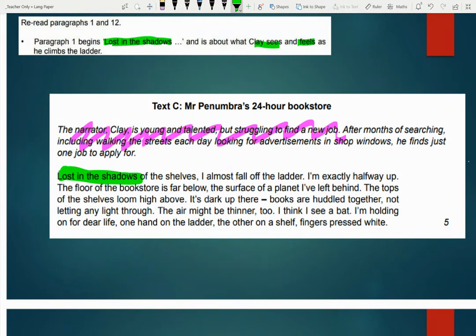The floor of the bookstore is far below. So far below could be a potential phrase. I'm not really 100% sure what I'd say about that. But this sense of distance maybe is exaggerated, far below. But I'll move on. The surface of the planet I've left behind, right, that's clearly an image. So I feel like I'm going to talk about that as if the ground is so far away that he feels like he's left Earth and he's somehow up in space. Really hyperbolic, so I'm definitely going to talk about that.